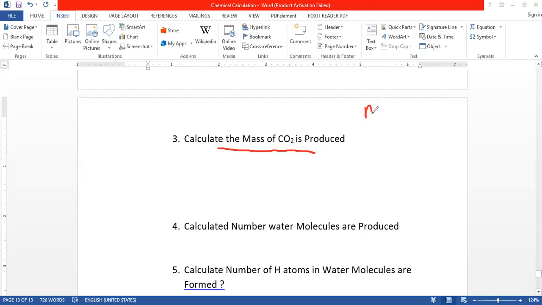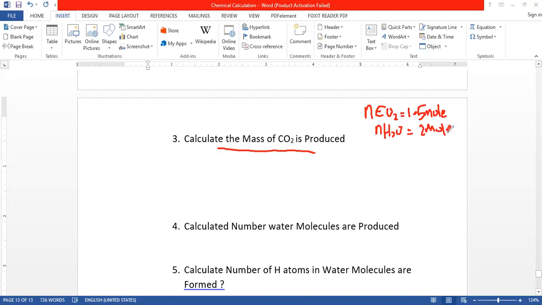So we calculate the mass of carbon dioxide. What about the n of CO2? n of CO2 is how much? I forgot that. 1.5, is it? Yeah, 1.5. And n of H2O is, I think, 2 mole, right? Okay.